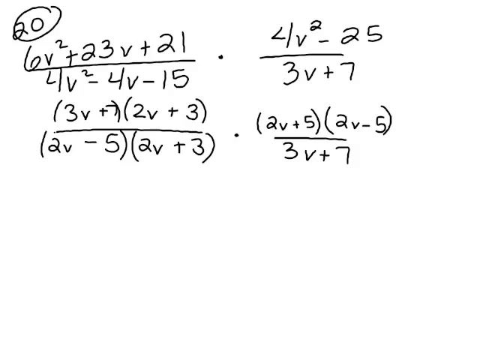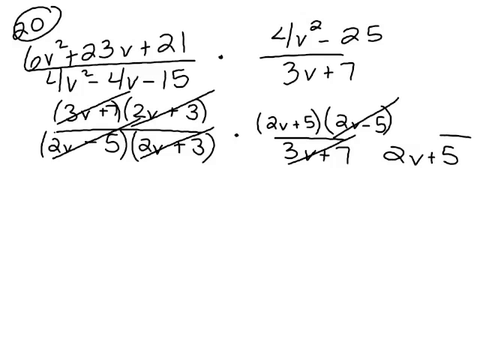Now let's cancel terms. 3v plus 7, 3v plus 7. 2v plus 3 and 2v plus 3. 2v minus 5, 2v minus 5. Remember, these all cancel to 1s. So I end up with 2v plus 5 over 1, or 2v plus 5. Remember, everything written over 1 is itself.